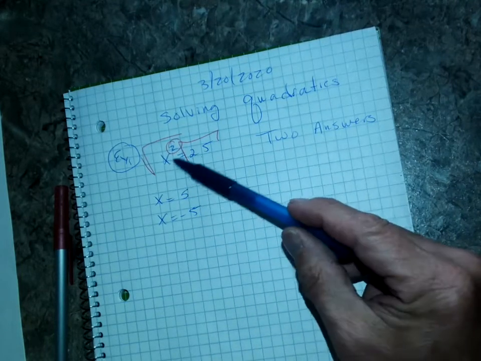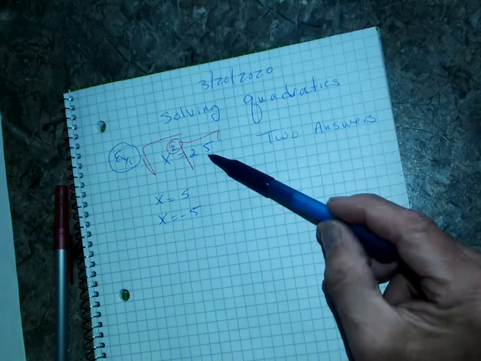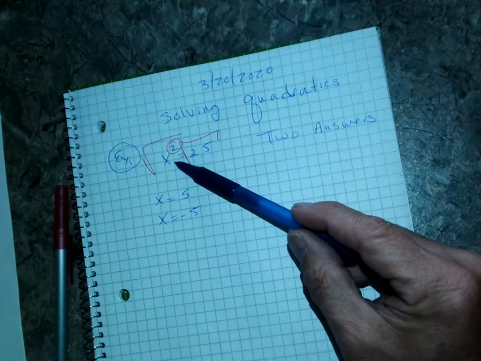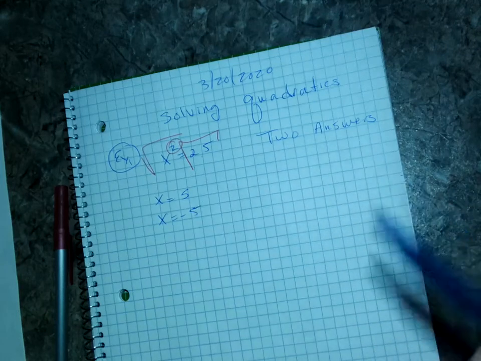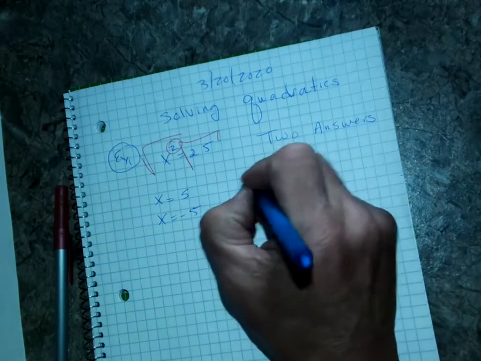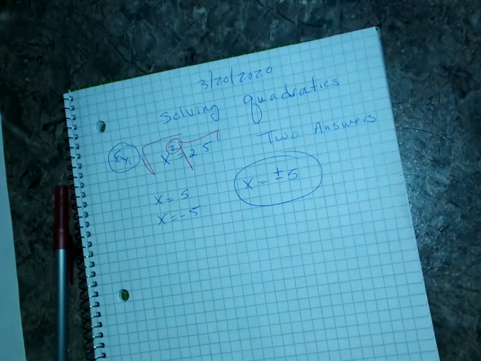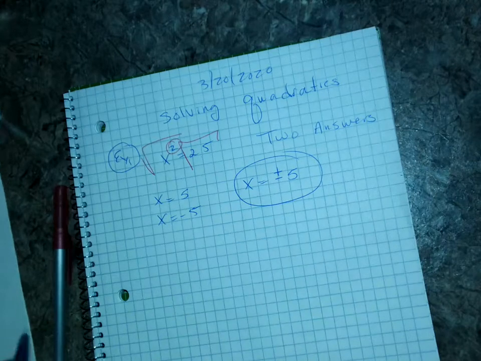If I put 5 squared, 5 times 5 is 25. But negative 5 times negative 5, negative times negative is positive. So I do get 2 answers. One way to rewrite this is x equals, and I like this, plus or minus 5. And it shows both. Okay, that's pretty easy. Okay, all right. Let's take a look at another example.